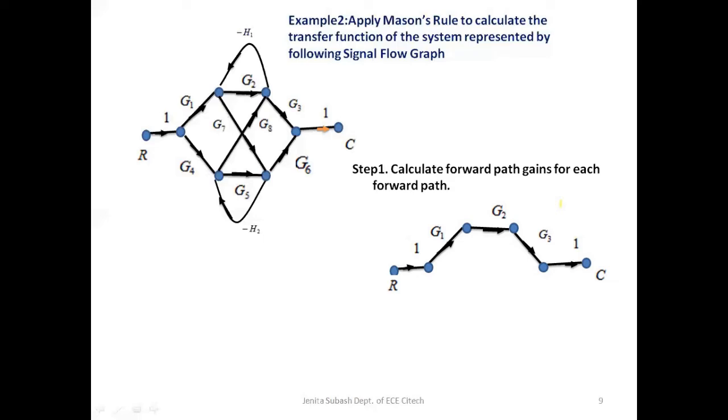In such a way, the nodes along which it passes should not be repeated once again. Once you have met a node, you are not supposed to meet the same node once again. That is a rule which we have to follow, that is, no node is passed more than once. None of the nodes should be passed more than once. You have to be very particular about it. So we have taken this pattern starting from R with branch gains 1, G1, G2, G3 and finally 1.